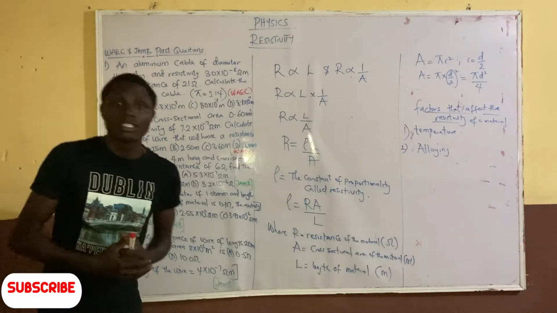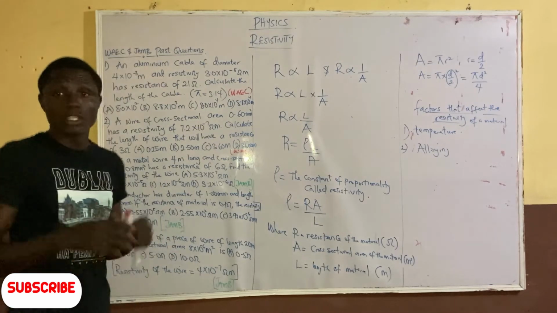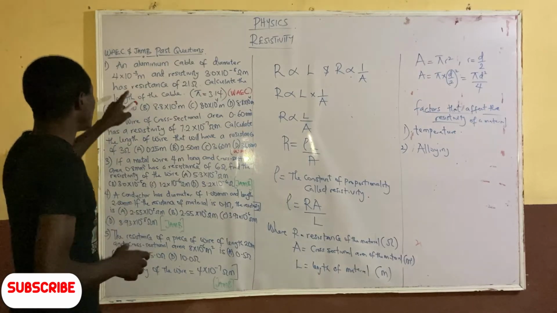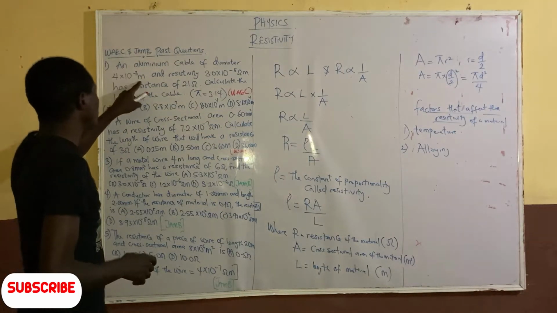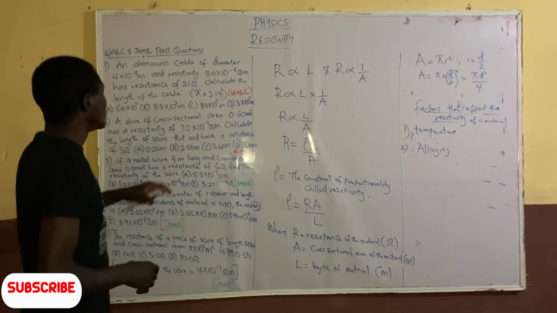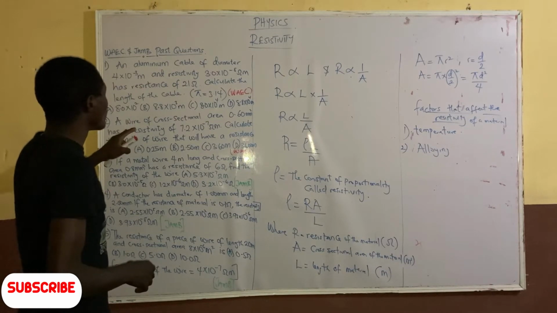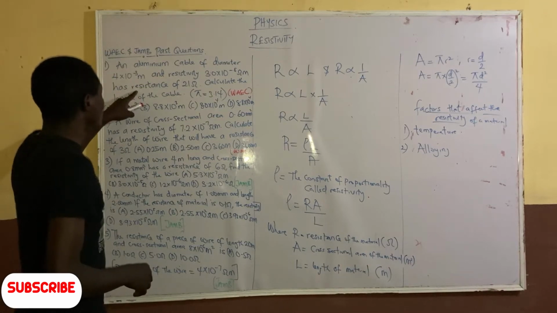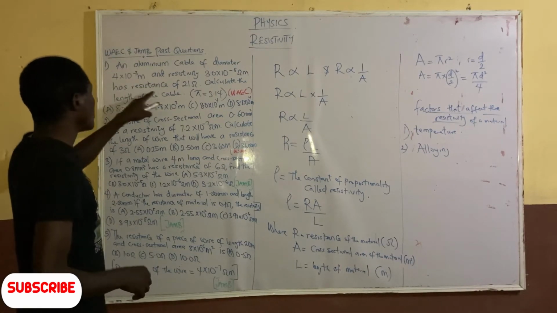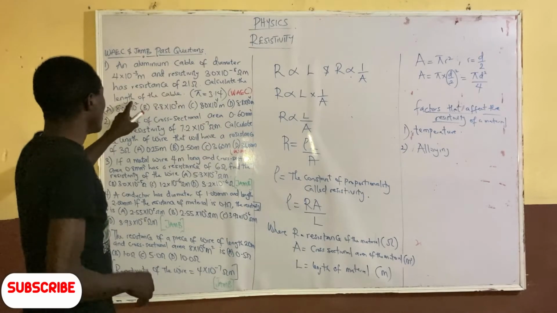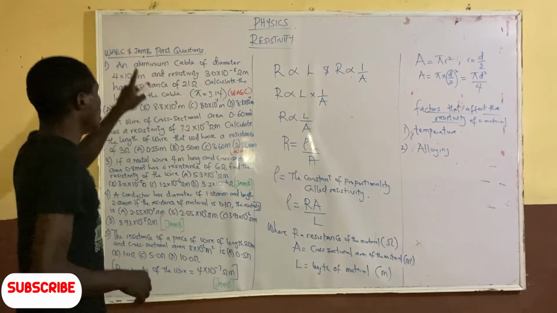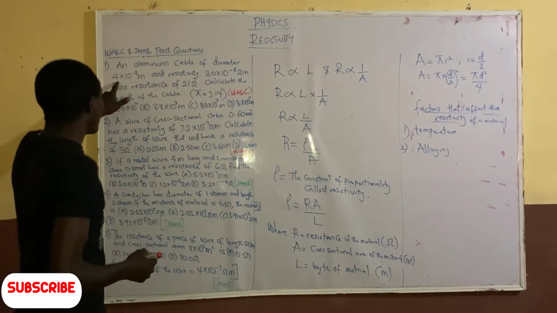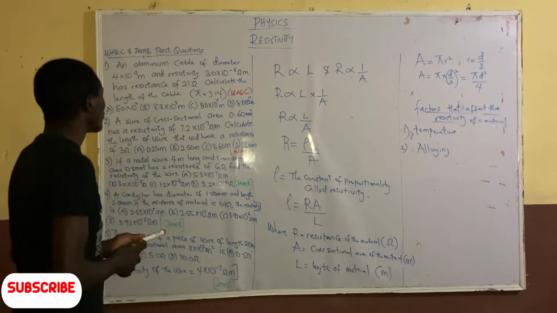Now here are some WAEC and JAMB questions on resistivity. Question number 1 says: an aluminum cable of diameter 4 times 10 to the minus 3 meter and resistivity 3.0 times 10 to the minus 8 ohm meter has a resistance of 21 ohms. Calculate the length of the cable. Now look at the question very well.